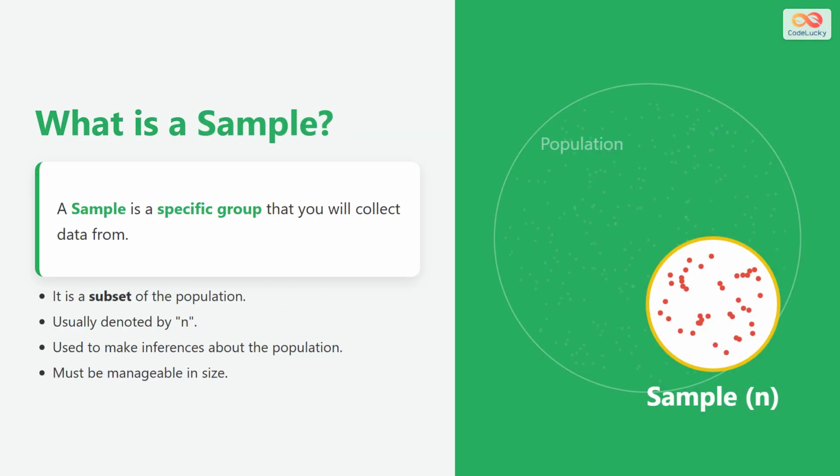A sample, on the other hand, is a specific group that you actually collect data from. It is a smaller subset taken from the population. We use the lowercase letter n to represent the sample size. The goal is to use this manageable group to make intelligent guesses about the larger population.